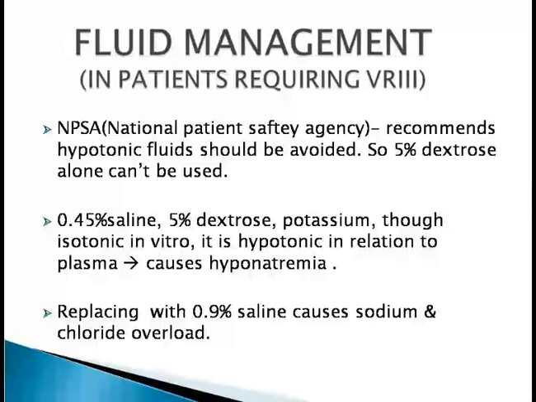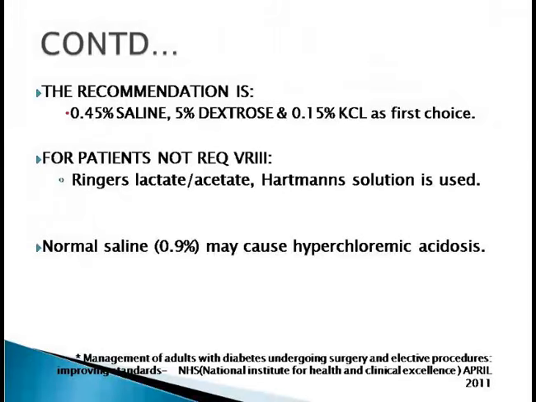Fluid management is foremost important, as the National Patient Safety Agency recommends that hypotonic fluids, that is 5% dextrose alone, should not be used. Half saline with dextrose with potassium, though isotonic in vitro, is hypotonic in relation to plasma. This is the ideal fluid, but it may cause hyponatremia. But replacing with normal saline 0.9% may cause sodium and chloride overload. Hence, the recommendation is 0.45 saline and dextrose along with potassium.